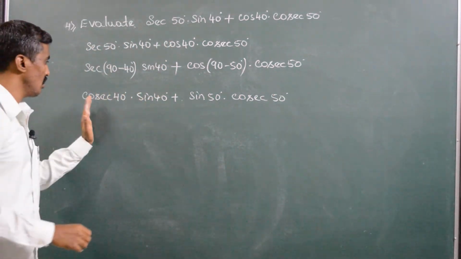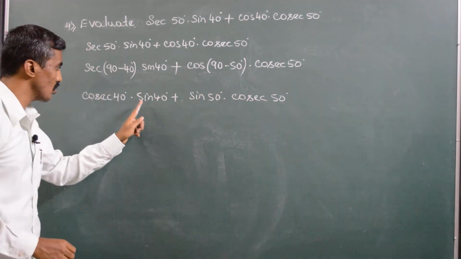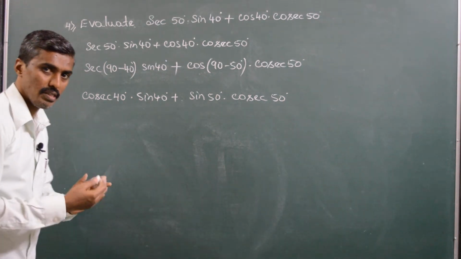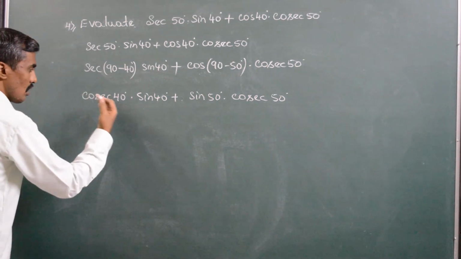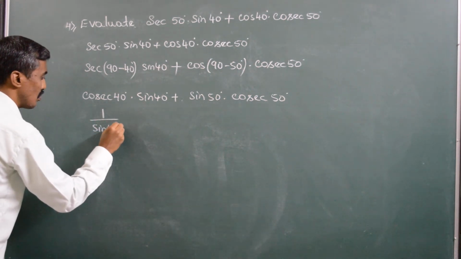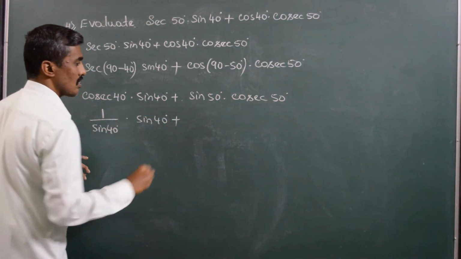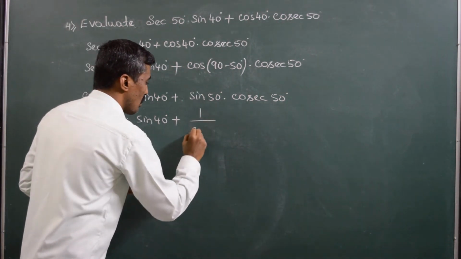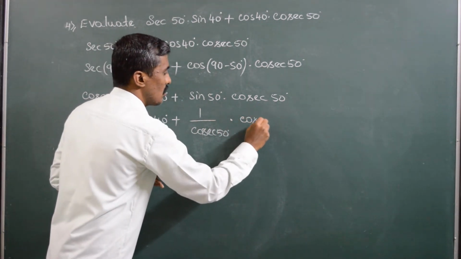Now observe here, cosecant 40 degree, sin 40 degree. Does any relation between cosecant and sine? Yes, there is a relation. What is the relation? They are reciprocal to each other. Therefore, express any one into its reciprocal. So cosecant 40 degree can be written as 1 by sine 40 degree, reciprocal of sine, into sine 40 degree, plus sine 50 degree can be written as 1 by cosecant 50 degree into cosecant 50 degree.